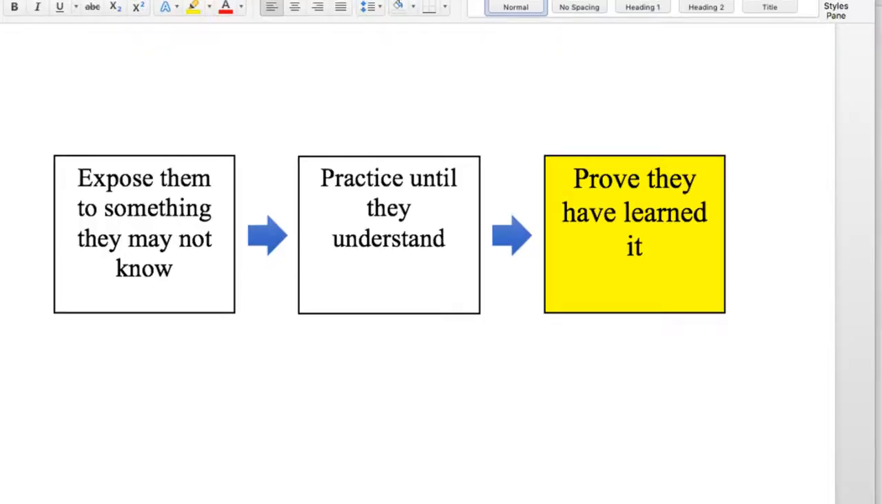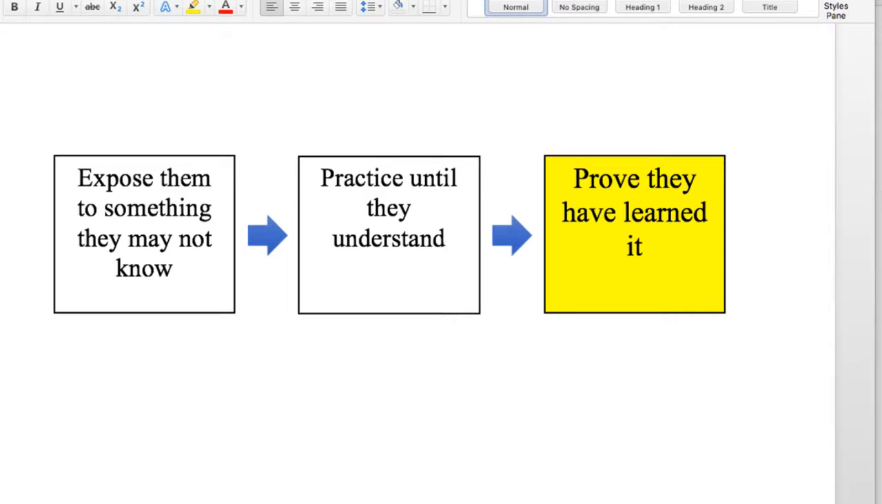And then at the end of that, we want them to show proof that they have learned it. And this usually comes in the form of a summative assessment. And so the way that we grade typically looks like this, is that we are grading them in the yellow part. So at the end of all the learning is when we're grading them. And this, like I said, is known as a summative assessment.